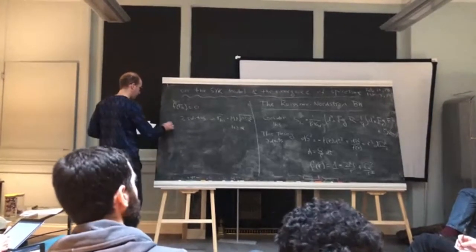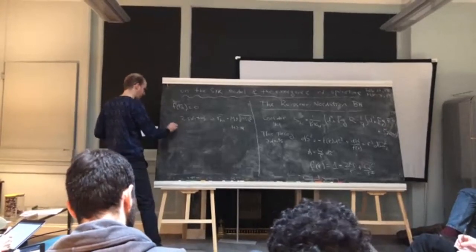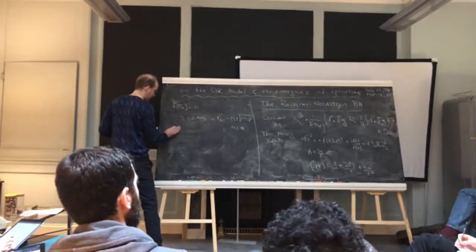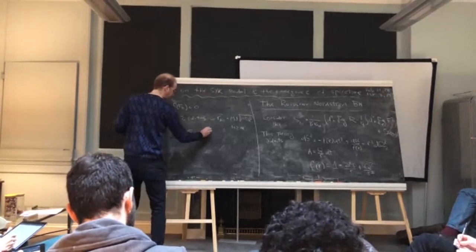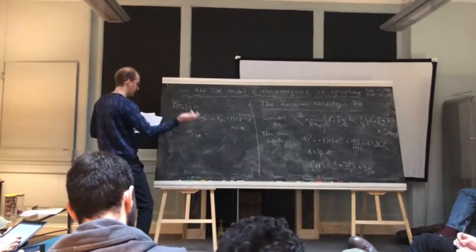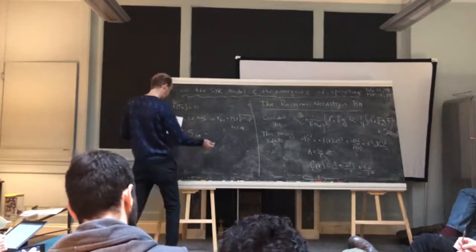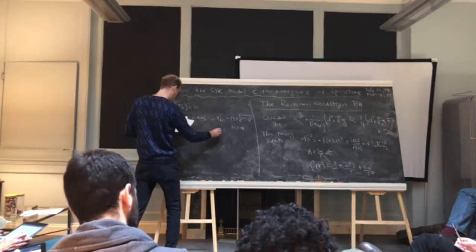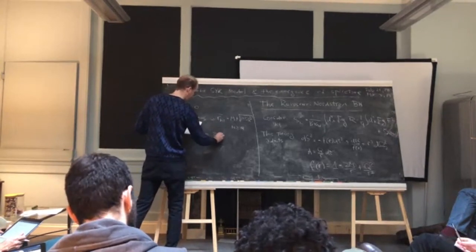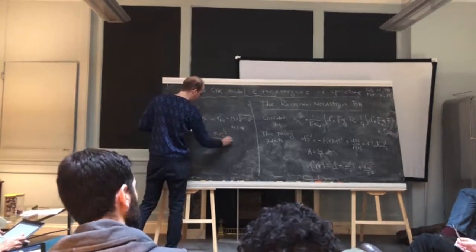We can also compute the entropy according to the Bekenstein-Hawking formula. So we can do black hole entropy. It's the area of the horizon. This gives 4 pi R_h plus squared, so it ends up being R_h plus squared over G Newton.